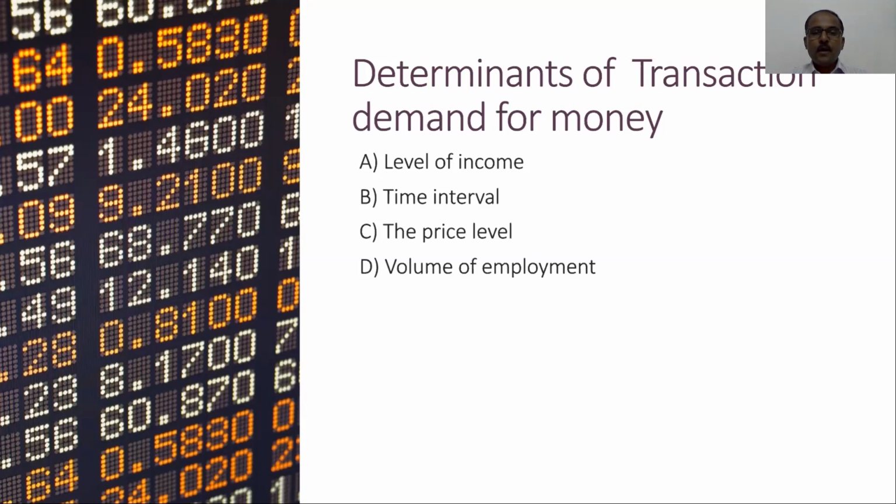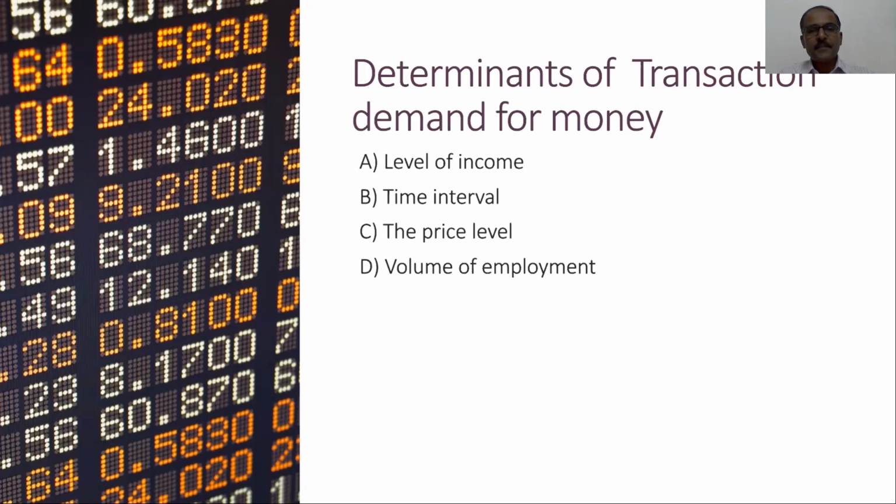As I told you, a rich person may demand more money than a poor person. A poor person is obviously trying to meet both ends, and his needs may be very few, perhaps food, clothing, and shelter. So he will demand only that much money which is required to meet both ends or to satisfy his basic requirements.